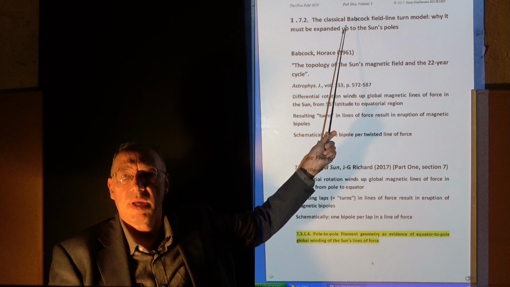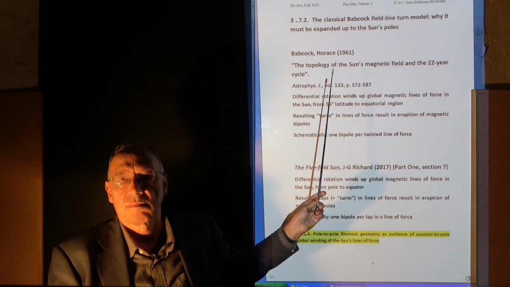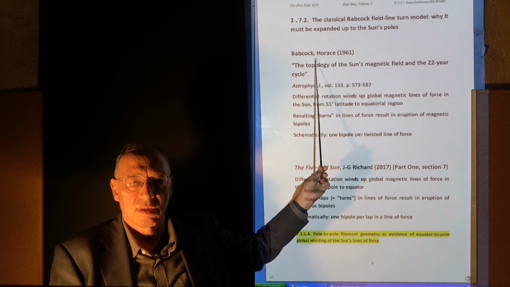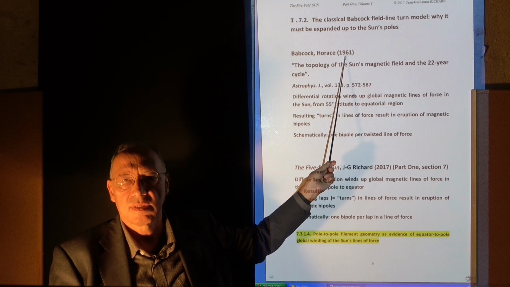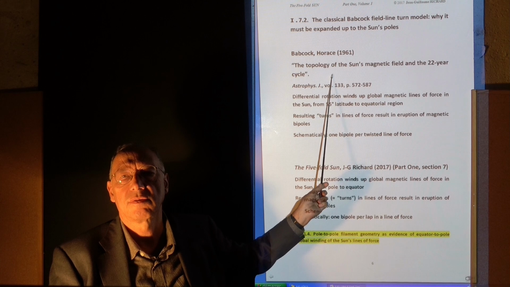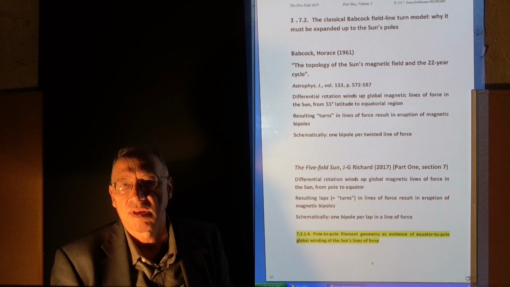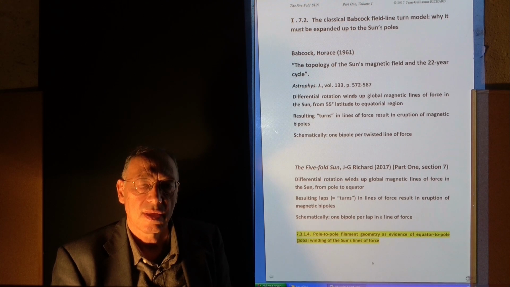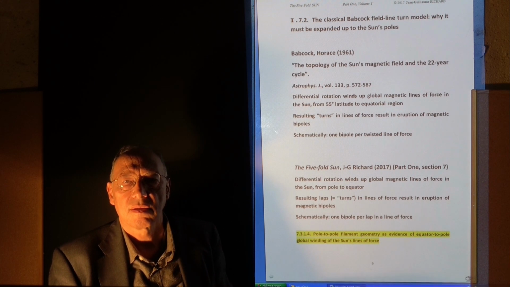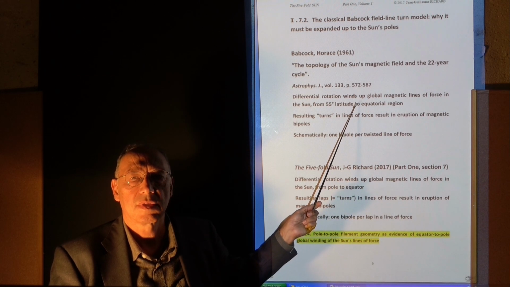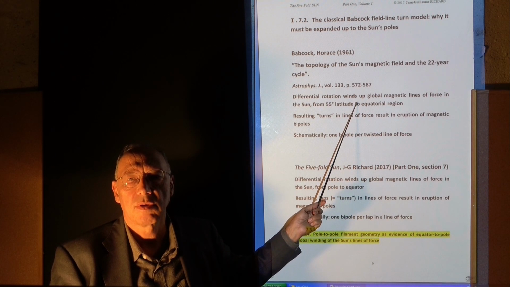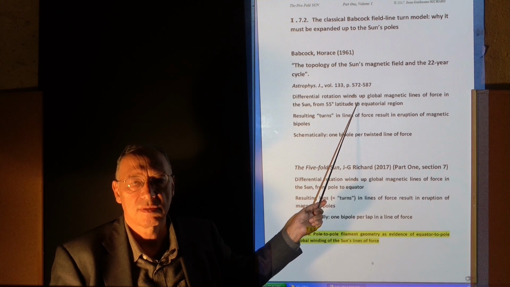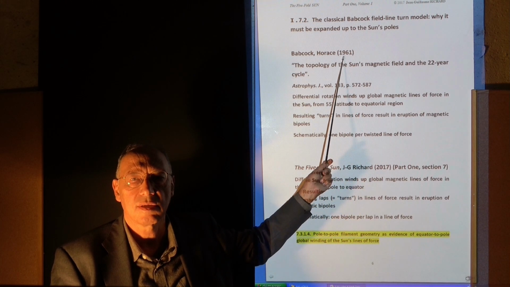The classical Babcock field line turn model is expressed in Horace Babcock's 1961 famous paper, The Topology of the Sun's Magnetic Field and the 22-Year Cycle. Of course, the 22-year cycle is 2 Schwabe cycles of 11 years. It is a Hale full magnetic cycle. And we can summarize Babcock's original thesis as formulated in 1961.